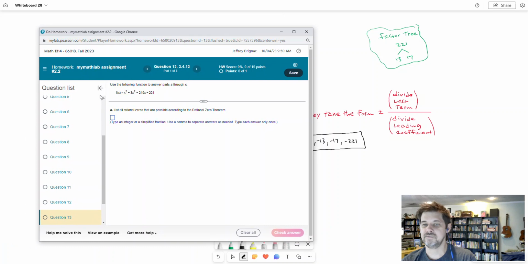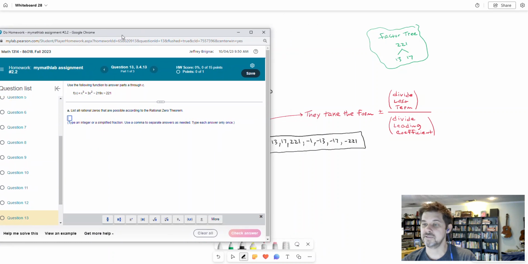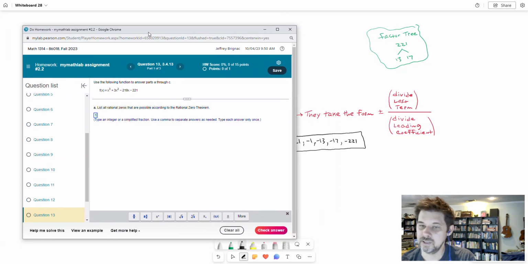Because that's the objective, is to also put the answer in. So I'm gonna do like 1. Oh, notice it says use commas to separate answers. Sometimes we make typos on MyMathLab. So I'm going to put 1, 13, comma, 17, comma, 221, comma, and then I had the negatives, negative 1, negative 13, negative 17, negative 221.